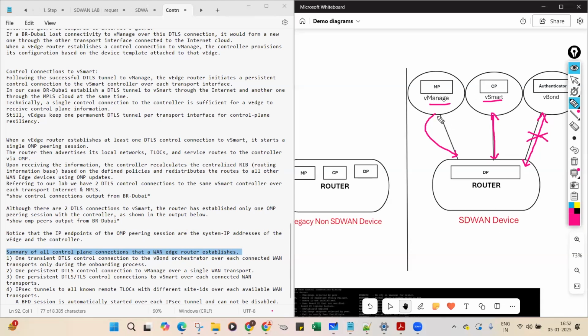It will have only one DTLS connection with the vManage. It will have two DTLS connections with the vSmart if we have two WAN connections. And if we have multiple WAN connections, it will have multiple connections with the vSmart, and there will be only one OMP pairing between the router and the vSmart. So this is pretty much all about the control plane information.